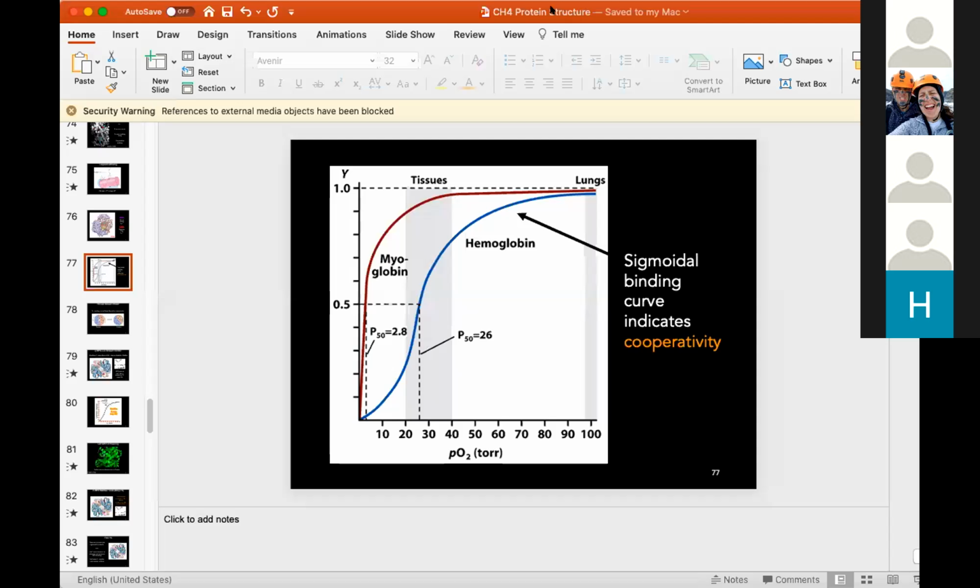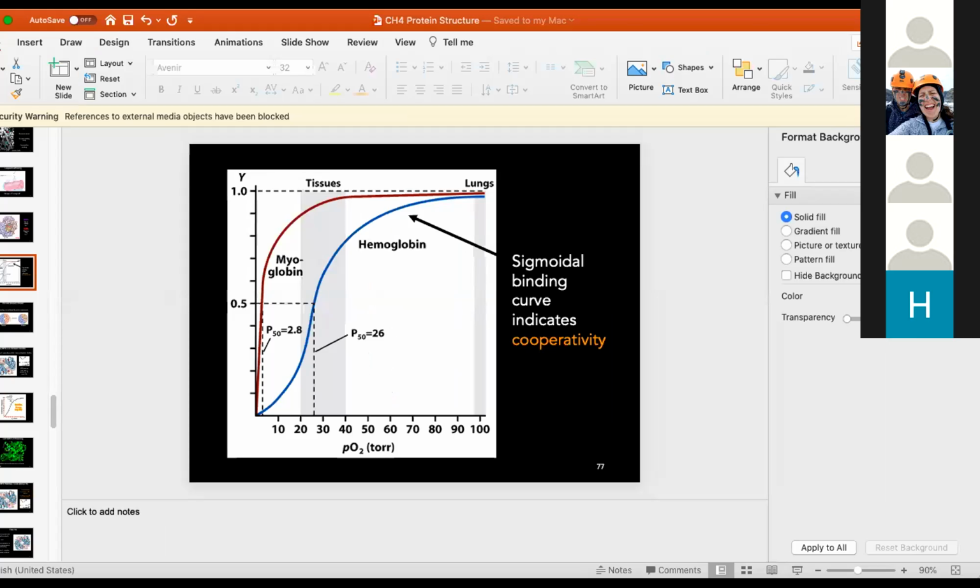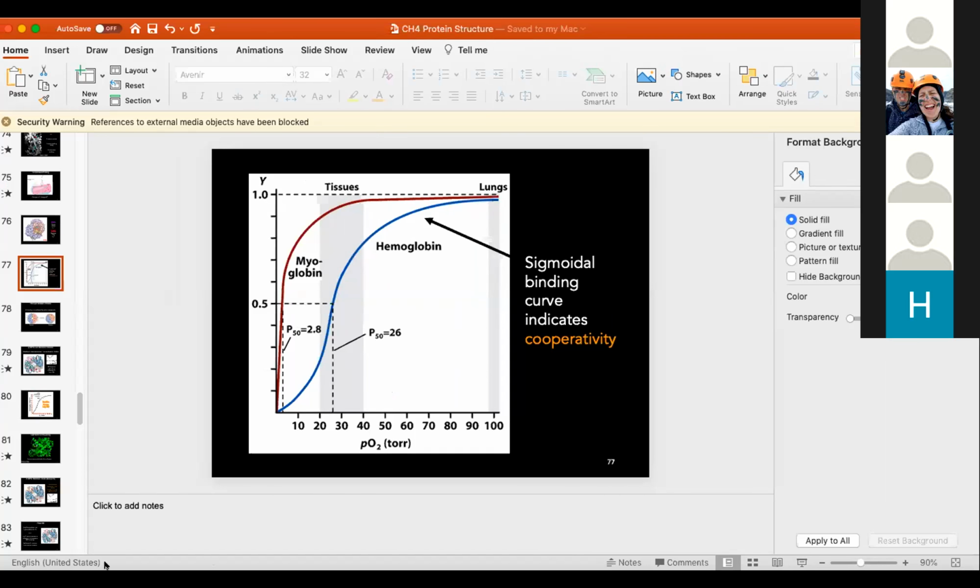Okay, so in general, the big things to know about hemoglobin and myoglobin binding curves is that they have different shapes, and the shapes mean something. The myoglobin curve has a hyperbolic shape, and the hemoglobin curve has a sigmoidal shape. The sigmoidal shape is more S-like, and the hyperbolic curve doesn't have that S character at all. Sigmoidal binding curves indicate that there is some level of cooperativity with that protein.